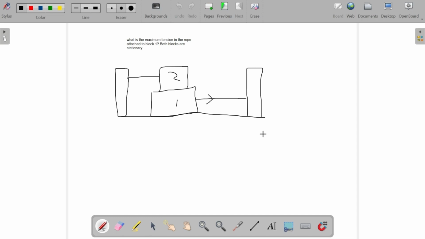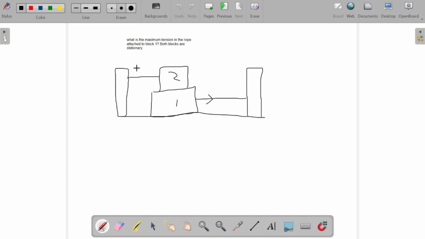Okay, now let's start solving some questions. This is the first question. What is the maximum tension of the rope attached to block 1? Both blocks are stationary. We have this situation. We have block 2 on top of block 1. Block 2 is attached to this wall. Block 1 is attached to this wall. And this rope here is pulling on block 1.